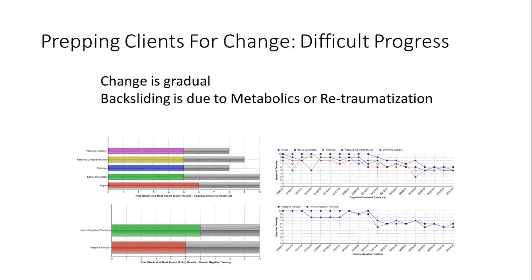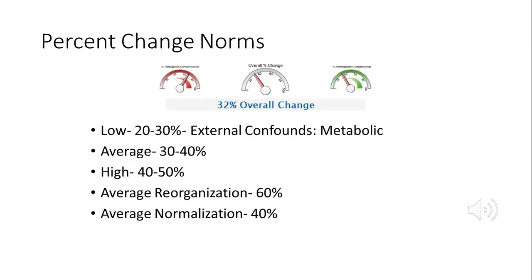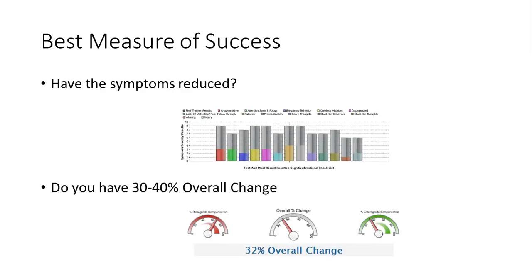Change is gradual. Backsliding due to metabolics or re-traumatization is common. The percent change norms are here. A low percent change is 20 to 30%, usually due to external confounds like metabolic. Average change is 30 to 40%. A high rate of change is 40 to 50%. Average reorganization is around 60% on the first map. Average normalization is around 40%.